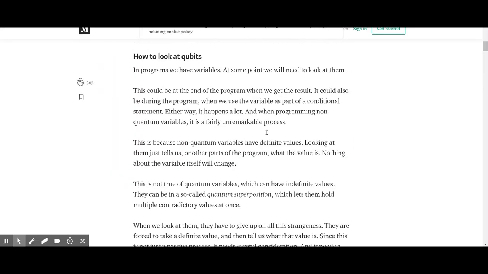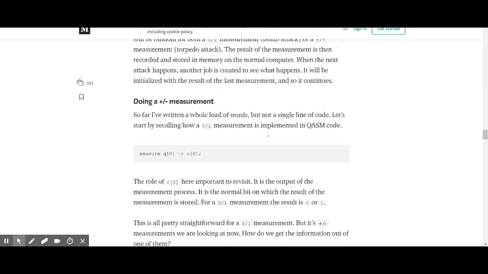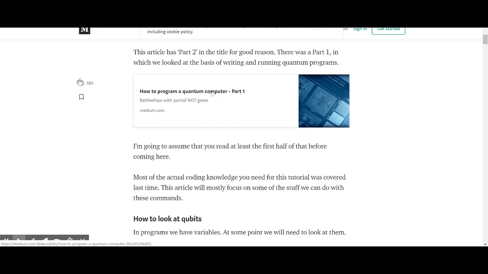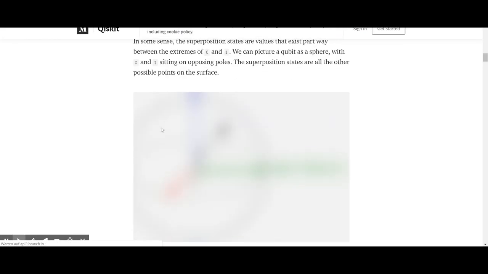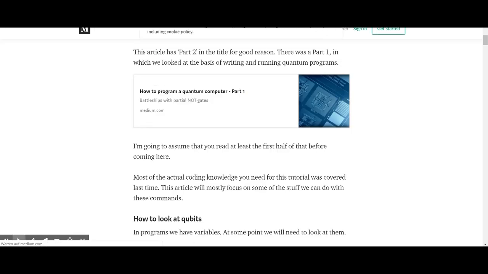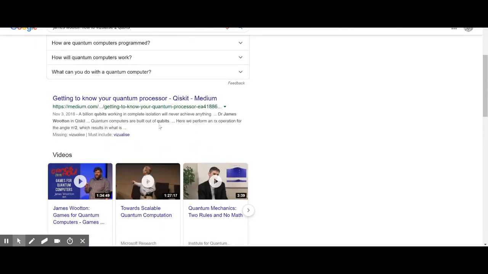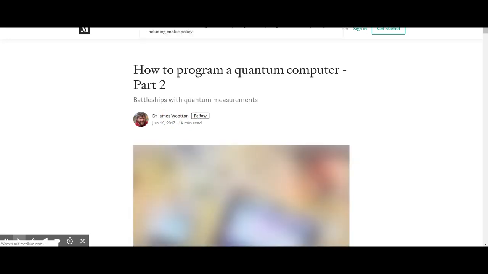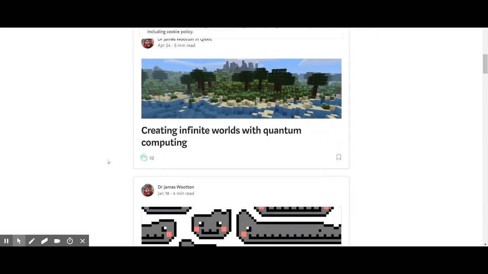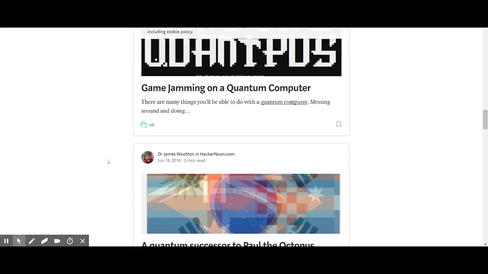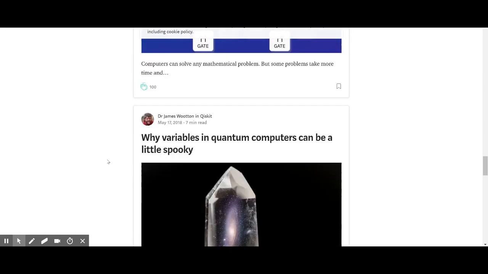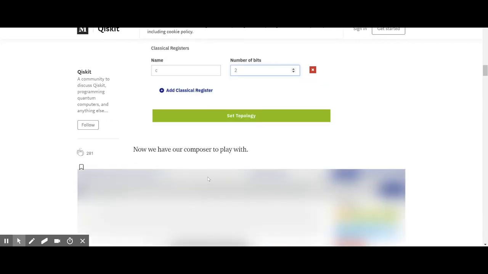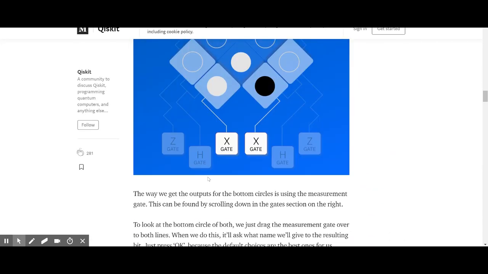Oh, come on. I haven't read this one, I think. Oh, come on. Where was that? Part 1. No, that's not what I'm looking for. Can I just take a look at these articles in Medium, maybe? How to program a quantum computer. Oh, maybe this one. Maybe this one. Because I think he explained exactly. So he explained here how to make the puzzles. Okay, yeah.